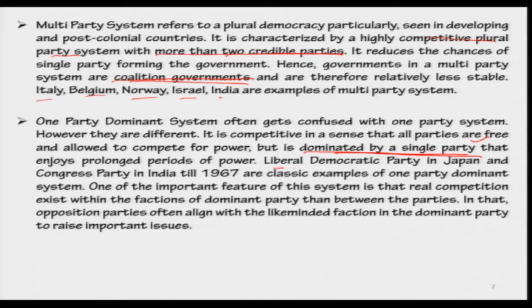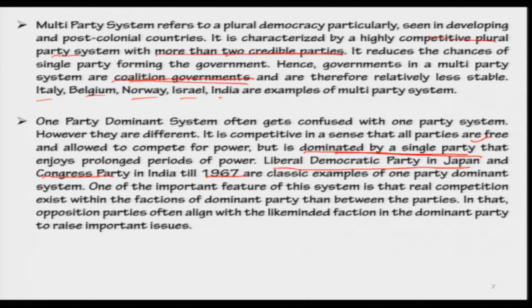But in one party system, what you have, for a prolonged period of time, is one party which alone exercises the powers. So, Liberal Democratic Party in Japan and Congress Party in India till 1967 are the classic examples of one party dominant system. One of the important features of this party system is that real competition exists not among different parties, but within different factions of the dominant party.